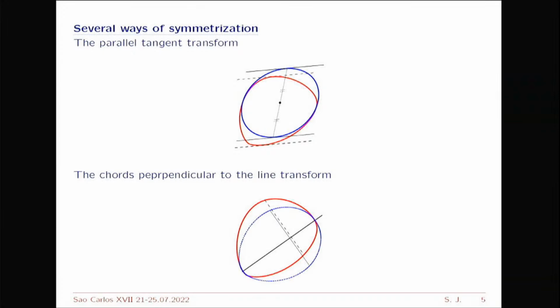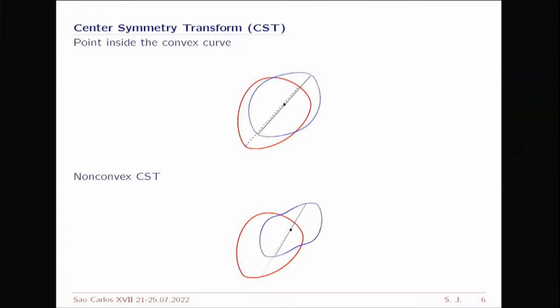Another symmetrization is this. You take a line and you take the chords perpendicular to the line: the chord transform. So you take the line, and then you take this dotted line, and then you move it in such a way that its center is on the line. And you also symmetrize this. That's obvious. Nothing especially difficult here. But there is a third one. Of course, there are infinitely many such transforms.